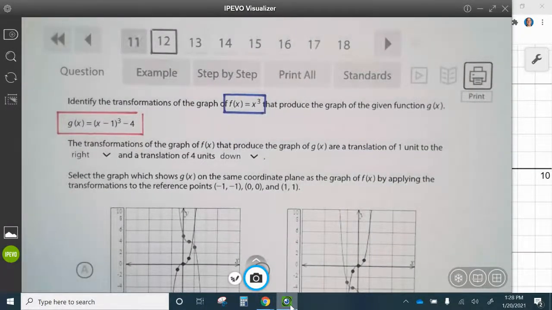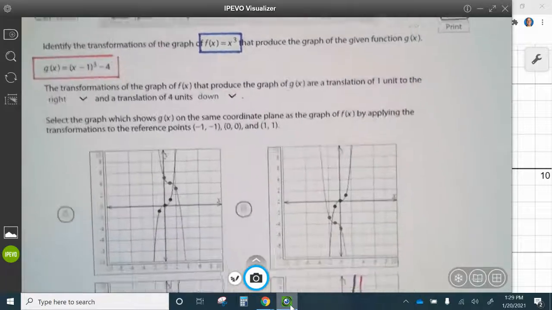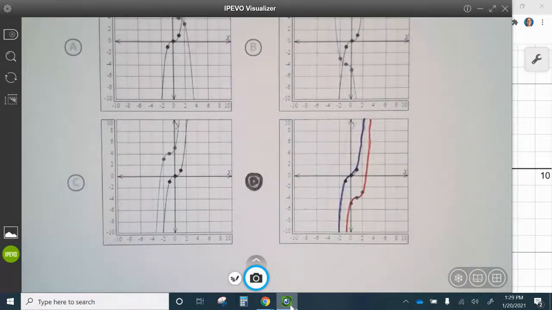The transformations of the graph of f of x that produce the graph of g of x are a translation of 1 unit to the right and a translation of 4 units down. And we can see that it matches graph D. All right, let's take a look at the next question.